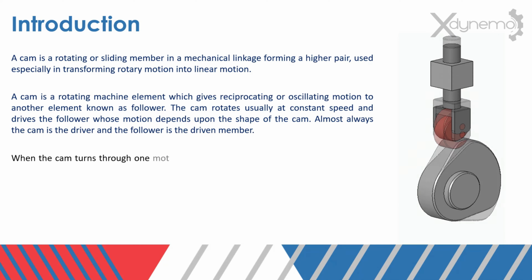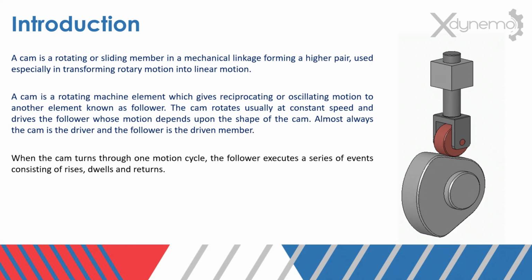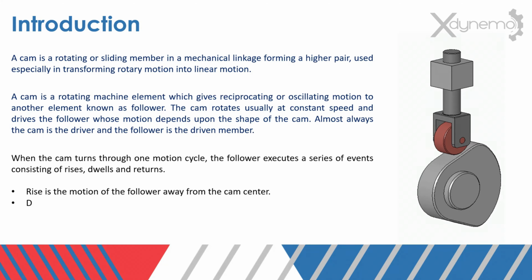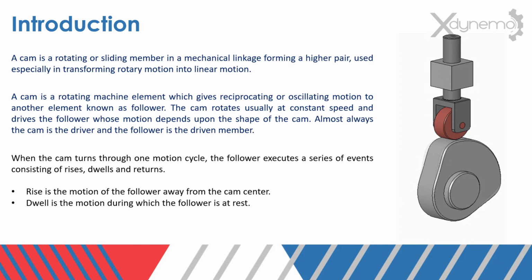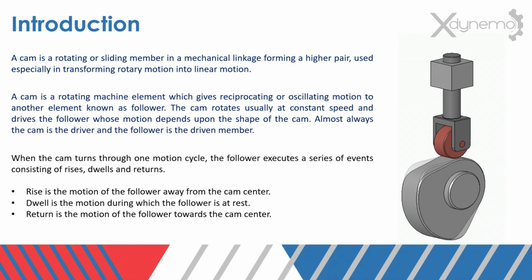When the CAM turns through one motion cycle, the follower executes a series of events consisting of rises, dwells, and returns. Rise is the motion of the follower away from the CAM center. Dwell is the motion during which the follower is at rest. Return is the motion of the follower towards the CAM center.